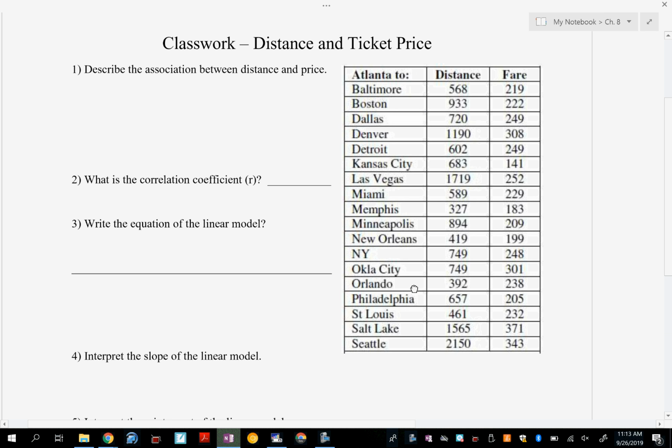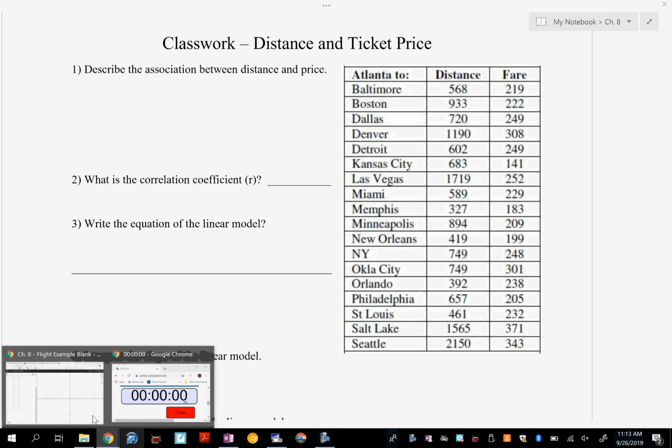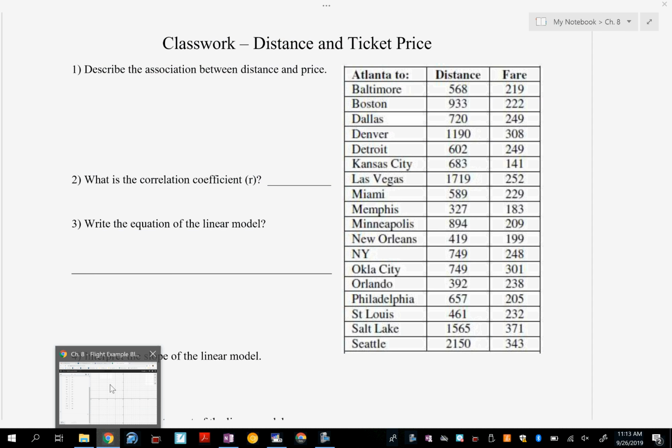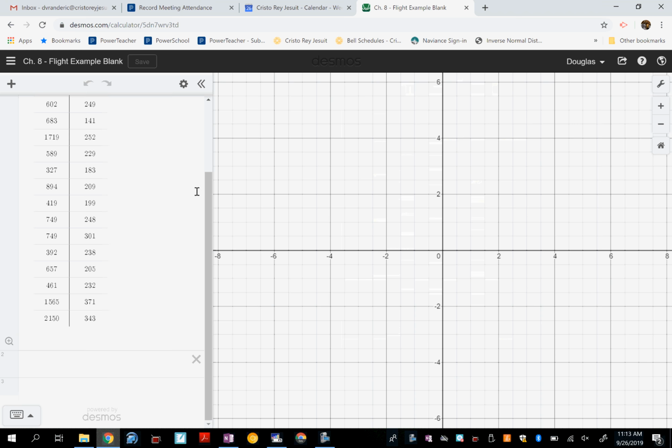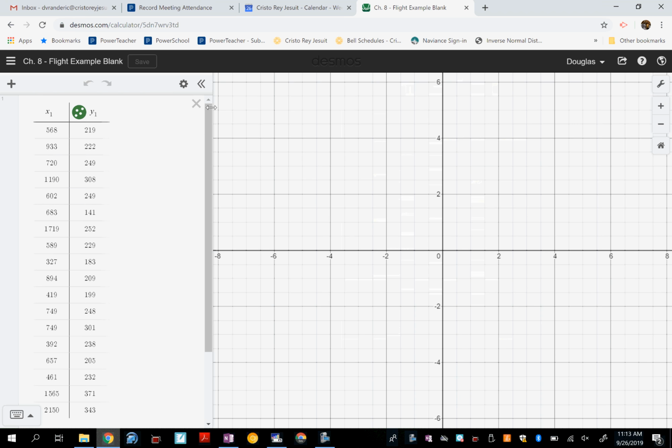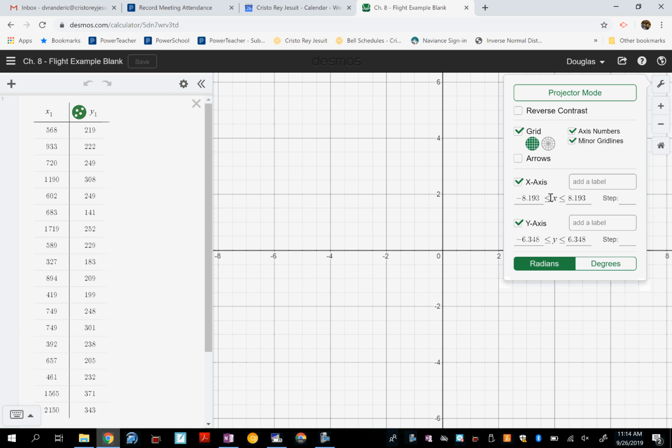As I look around, not everyone has completed all the questions. The expectation is you're going to complete them with me as we do it. I've already put the values into a table, and I decided that the distance of a flight explains the price. So I chose my x values to be the distance and my y values to be the price. Let's go ahead and do the axes here.